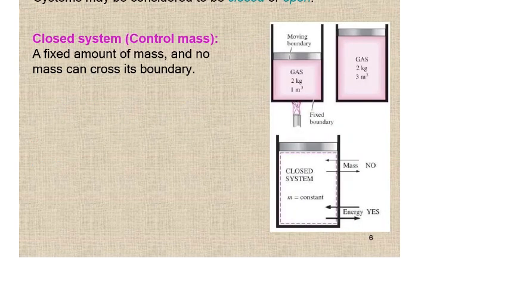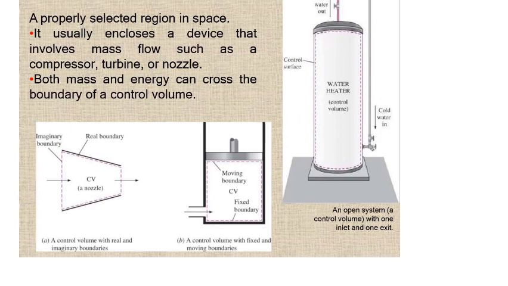So systems are also classified into closed system and open system. A closed system is a system which only transfers energy and cannot transfer mass. And apart from that, an open system is a system in which we can transfer mass as well as energy.